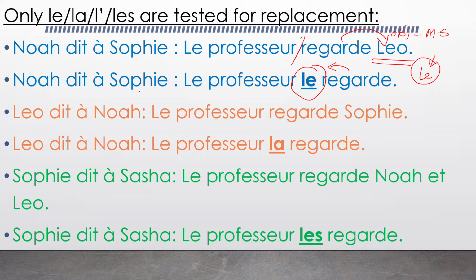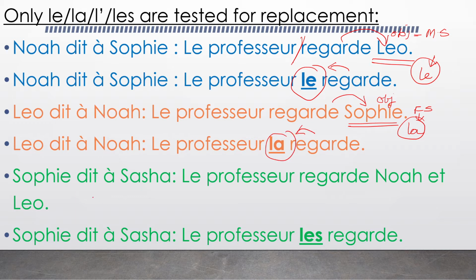Okay, now if Leo is telling Noah, le professeur regarde Sophie, the teacher is looking at Sophie. So again, the action is the same, looking. Sophie becomes the object, because she is the one who's being looked at. She is receiving the action. So Sophie now is feminine singular, so you cannot put le, you have to put la, when you want to say the teacher is looking at her. That la is again placed before the verb.